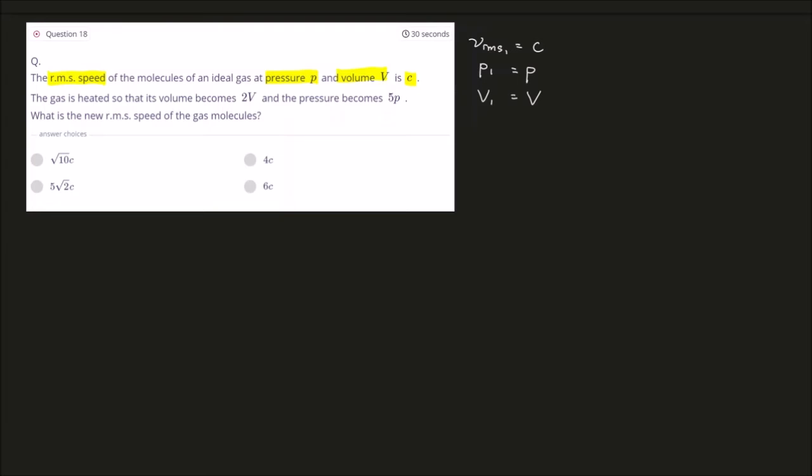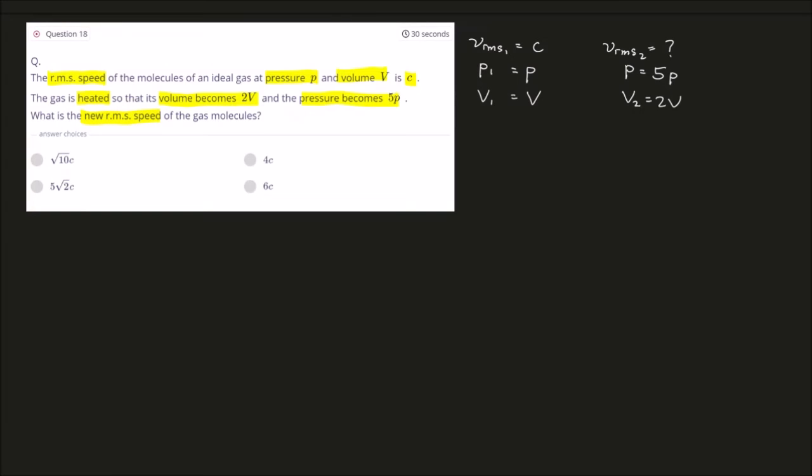Then now the gas is heated. When the gas is heated, the volume becomes 2V because of this heating process, and the pressure becomes 5P. So now you know that the volume becomes 2V and the pressure becomes 5P. Then what is the new VRMS speed of the gas molecules? They are asking for the new RMS speed.